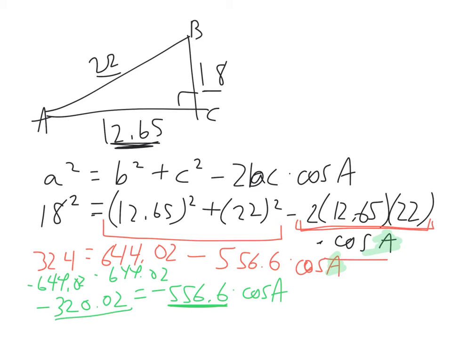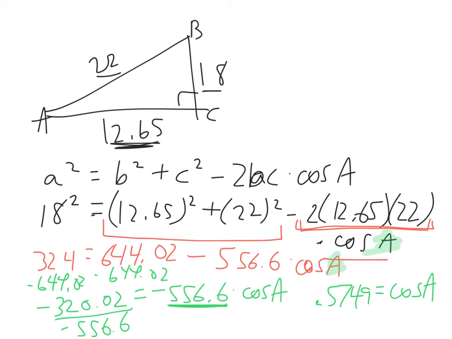So I'm going to divide by negative 556.6 on both sides. Negative 320.02 divided by negative 556.6, I get positive 0.5749 equals cosine of A. And here is that inverse trigonometry.